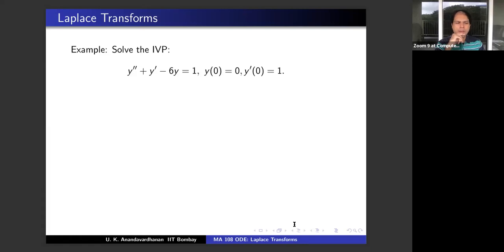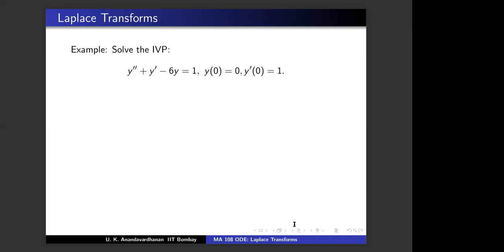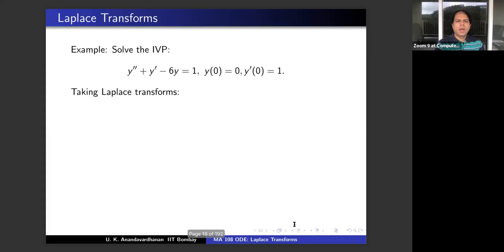What is the first step? We take the Laplace transform on both sides. Apply the Laplace transform. And then you make this assumption, which we don't write down these days. What is the assumption? After applying the Laplace transform, you get Y.